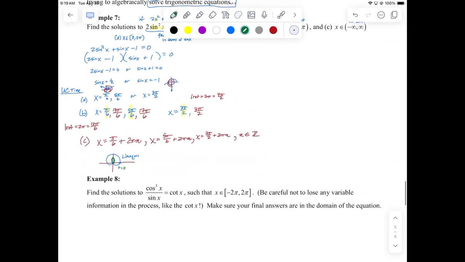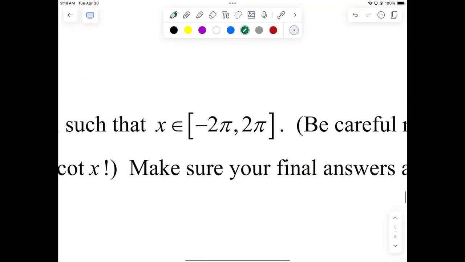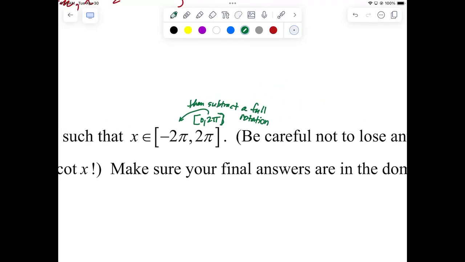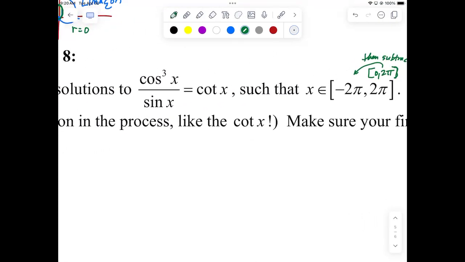Okay, let's move to example 8. Find the solutions to cosine cubed of x over sine of x equals cotangent of x such that the solutions, here we go, Peyton, are between negative 2 pi and 2 pi. So now we're going back a negative rotation. So here's my goal. I'm going to find all the ones first between 0 and 2 pi, and then I'm going to go backwards and subtract a full rotation. I've got to have a strategy. Find all of the ones in our wheelhouse between 0 and 2 pi, and then subtract the full rotation to get the others. Now it says, be careful not to lose any variable information in the process, like the cotangent of x.